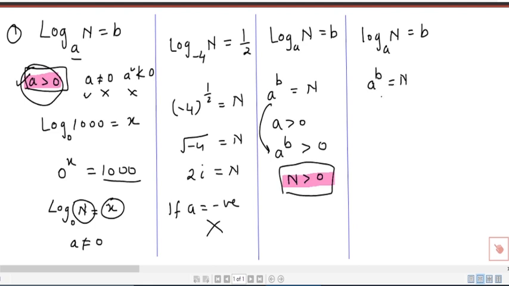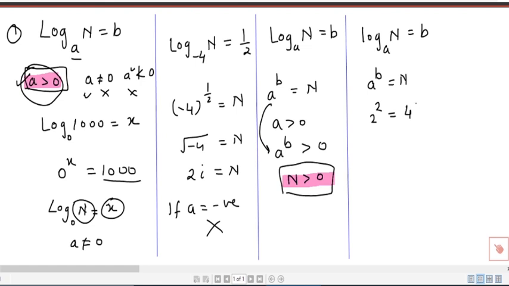Now simply you can see b can take any value. For example, b can take a negative value, a positive value, or even b can be 0. I will show this with an example. See, if you have 2 to the power 2, then you will get the answer 4.